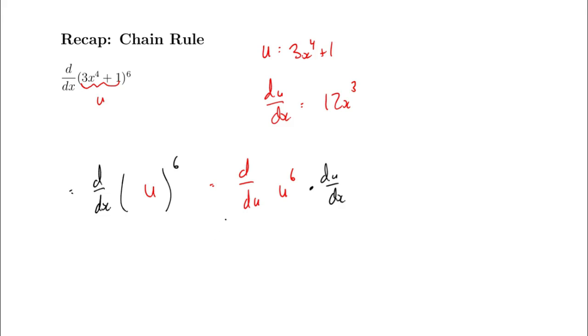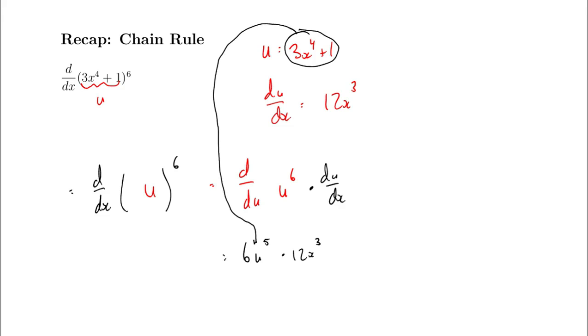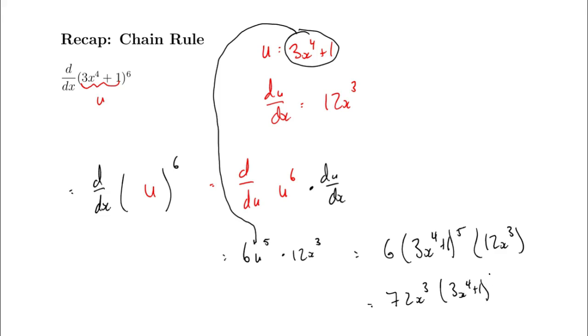All right, so the derivative of u to the sixth, that part should be pretty easy. We've got 6u to the 5, and then we know what the derivative of u is. That's 12x cubed. Now what we can do is take this 3x to the 4 plus 1, put that in place for u, and we have 6 times 3x to the 4 plus 1 raised to the 5th power times 12x cubed. I'll probably just write this as 72x cubed times 3x to the 4 plus 1 raised to the 5th. There's the chain rule. That's how that goes.